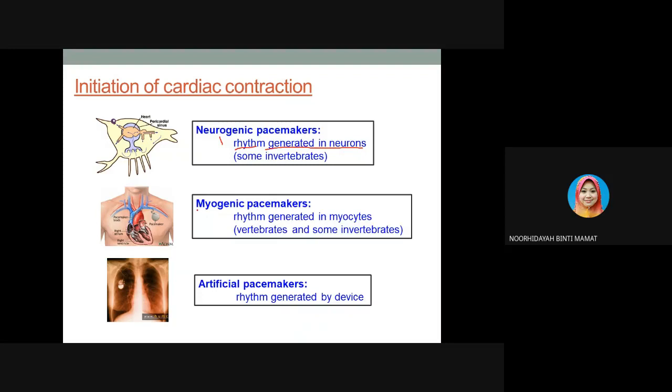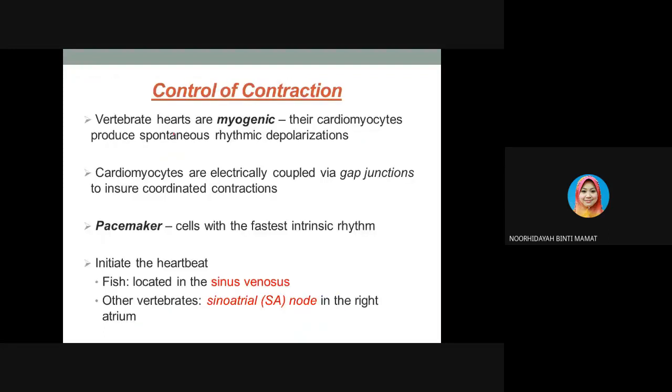While the second one is the myogenic pacemaker. So, for example, in vertebrates and also some invertebrates, okay, including humans. So the myogenic pacemaker is where the rhythm is generated in myocytes. Okay, so this is a pacemaker. Okay, and we also have the artificial pacemaker, where the rhythm is generated by a device. Okay, so this is the initiation of cardiac contraction in our heart.